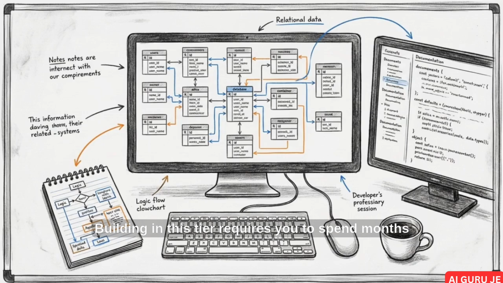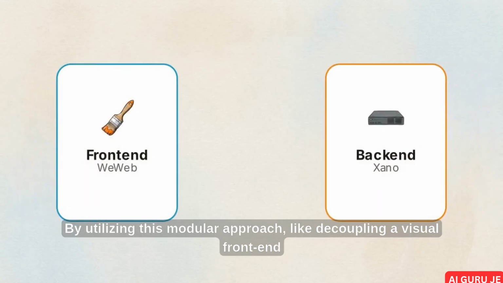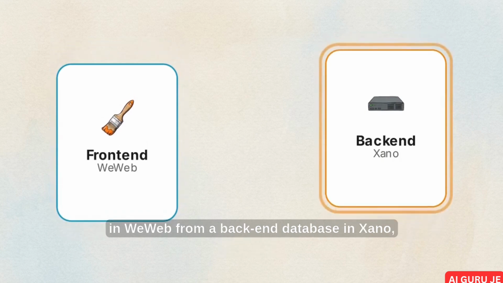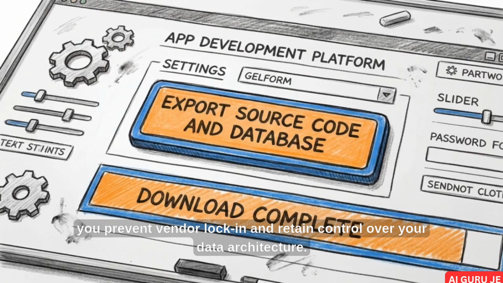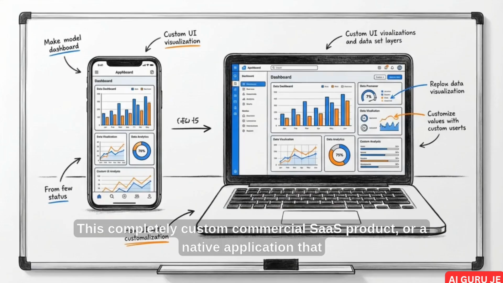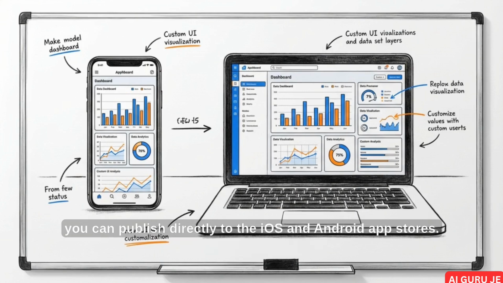Building in this tier requires you to spend months learning how to structure relational databases, configure API endpoints, and design visual programming logic. By utilizing this modular approach, like decoupling a visual front-end in WeWeb from a back-end database in Xano, you prevent vendor lock-in and retain control over your data architecture. The outcome is a completely custom commercial SaaS product or a native application that you can publish directly to the iOS and Android app stores.